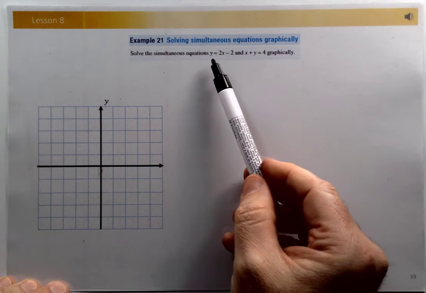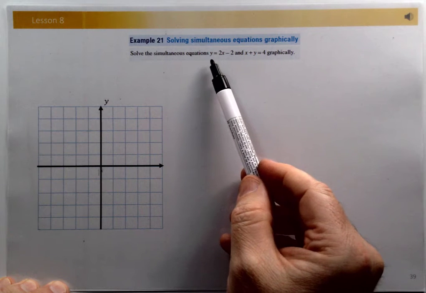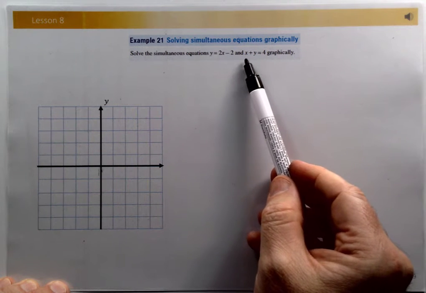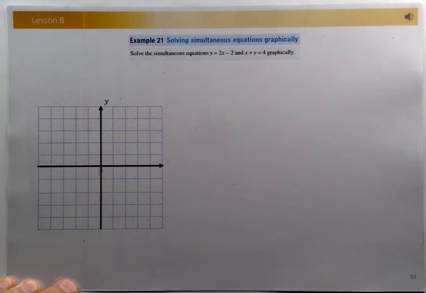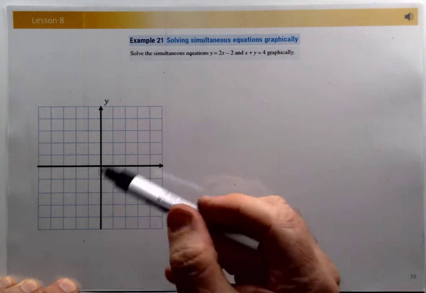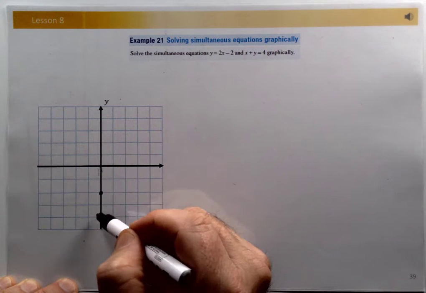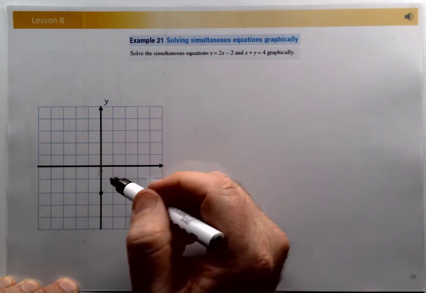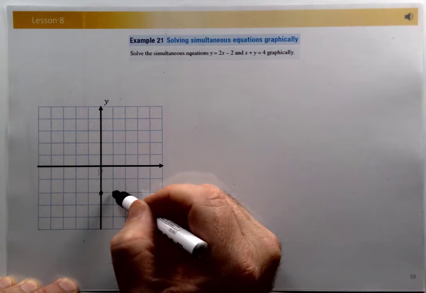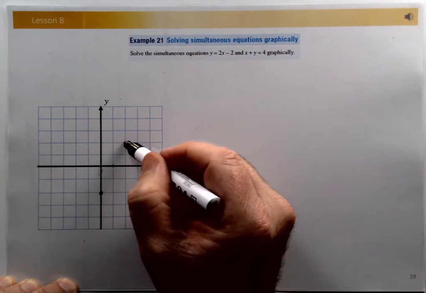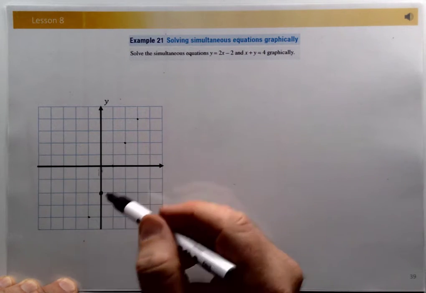Okay, we're going to solve the simultaneous equations y equals 2x minus 2 and x plus y equals 4. So the first one has got a y-intercept of minus 2. It's got a gradient of 2, so for each one it goes to the right, it goes up 2. So it'll pass through those boxes there.